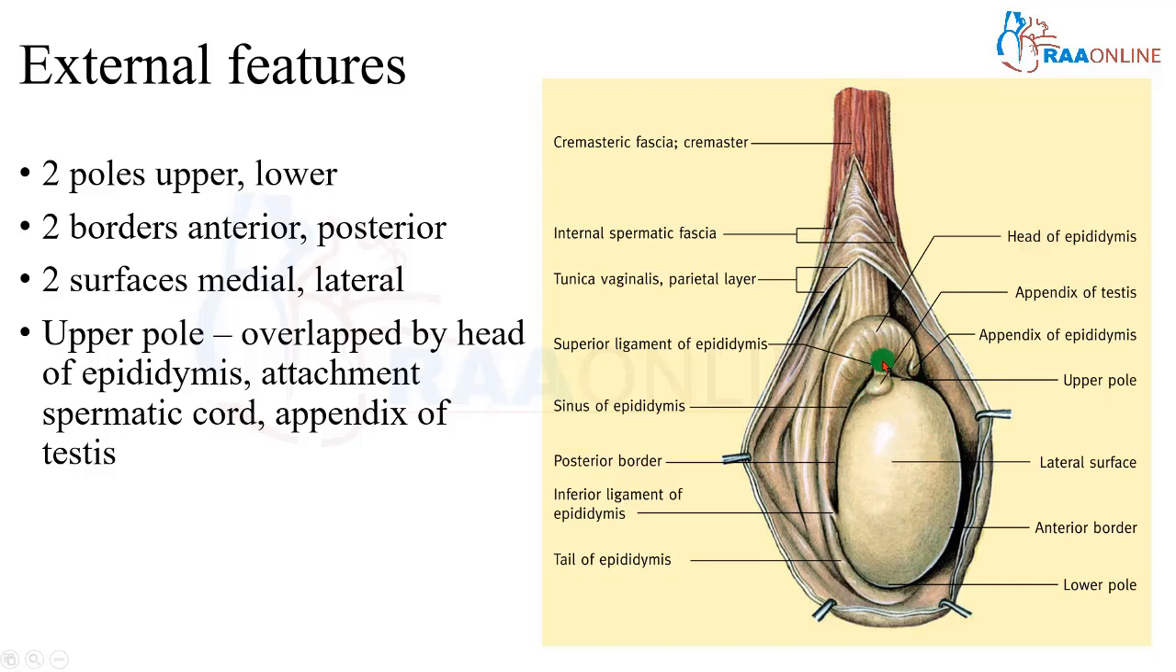If you see the upper pole, this upper pole is overlapped by another structure known as the epididymis. The upper pole of testis is connected to the spermatic cord. And here you can see a projection, known as the appendix of testis. So these three features are present in the upper pole of testis. The upper pole is related to the head of the epididymis, it is connected to the spermatic cord and it bears the appendix of testis.